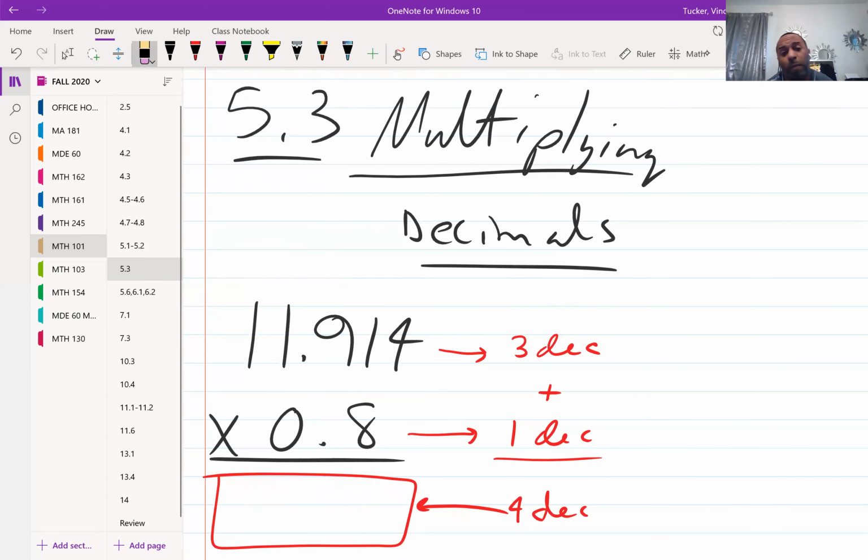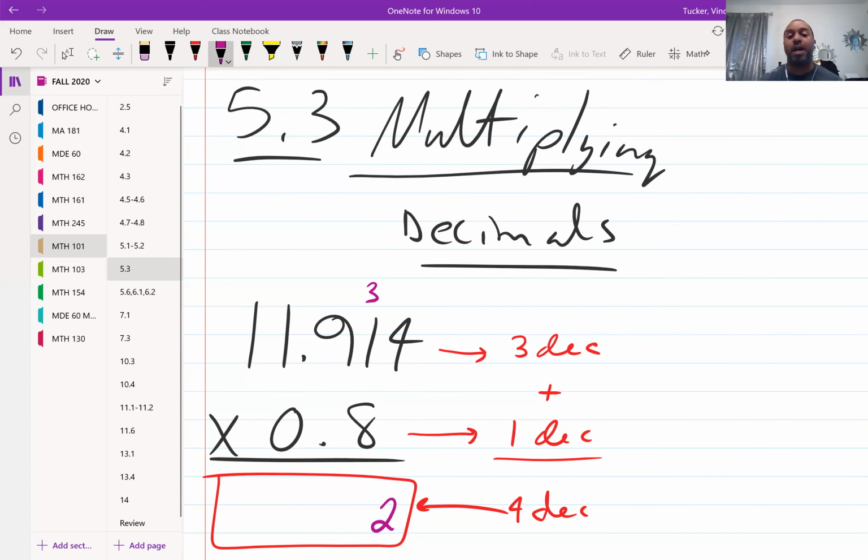All right, so we have 11.914 and 0.8 that we want to multiply. So we're going to multiply these numbers as if there were no decimals. So that's the first thing you do, ignore the decimals. So 8 times 4 is 32, carry 3. Also recognize we're not talking about placing your numbers according to the place value or the decimals. You only do that with adding and subtracting. You do not do that when it comes to multiplication and division.